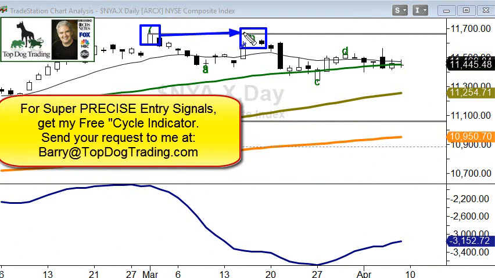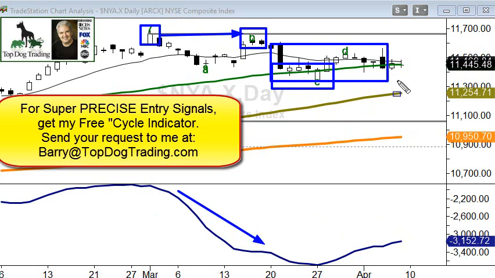And of course, again, you look down at the summation index, you can see it made a dramatically lower high. And so, yes, we had a shift there. Now, it just went down to the 50 MA this time. I've got to tell you, I was hoping it'd get down to the 100 or the 200, which are the lines below it, but it didn't. And it's just consolidated there.